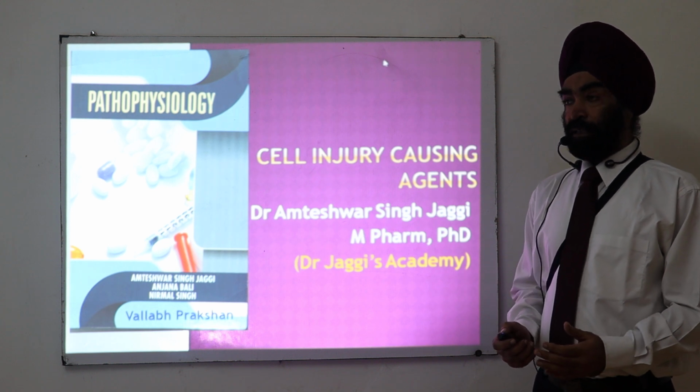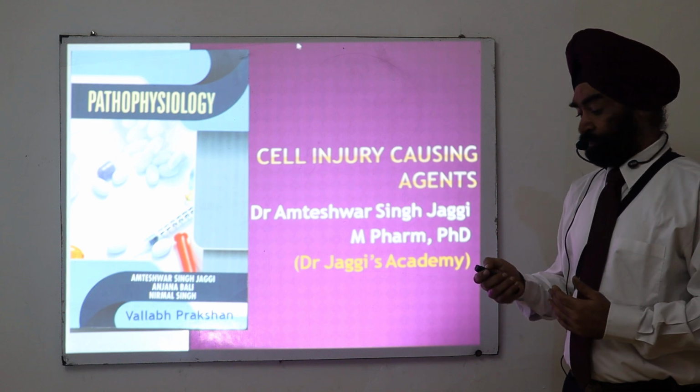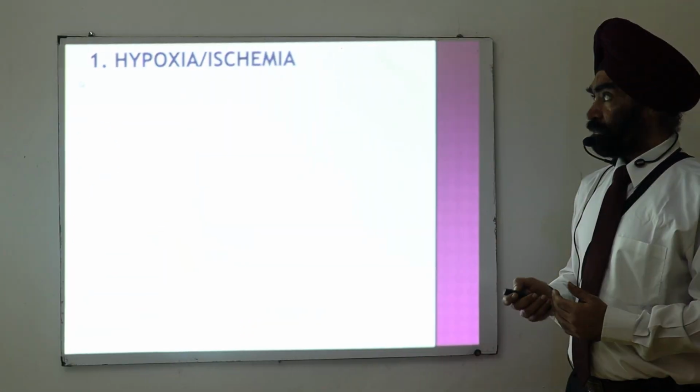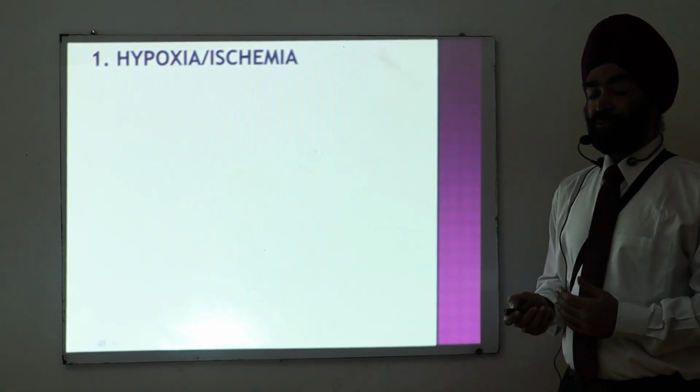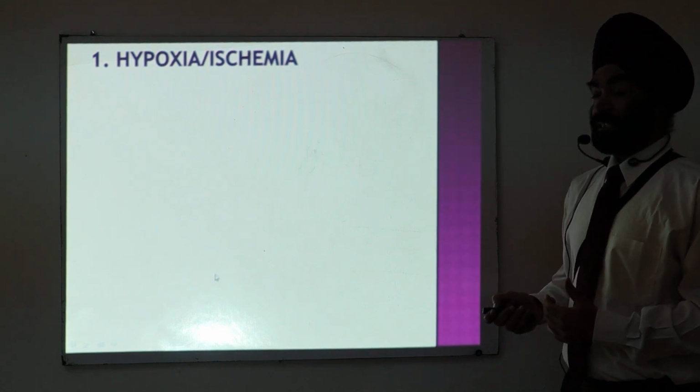In my last video, I discussed the definitions of physiology, pathology, pathophysiology and the homeostasis feedback mechanism. Now I'm going to start with the major chapter, that is, the cell injury causing agents. So let's begin. First of all, I will discuss two very important terms: one is hypoxia and the second is ischemia.